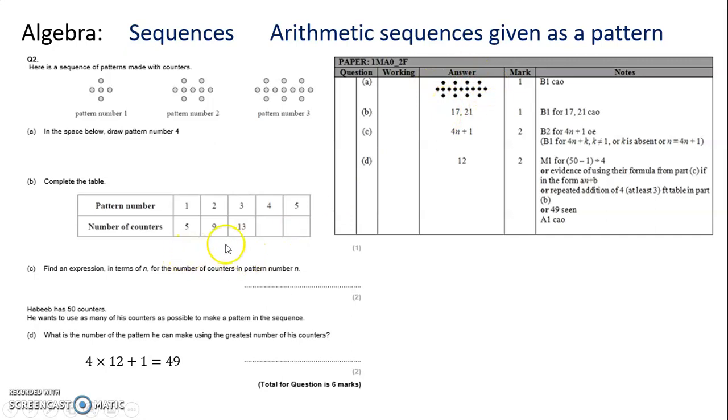Right, then you had to complete the table. Now all you need to do, they've written down the number of counters for you in each pattern. So you then just need to look at the term-to-term rule and realise that you're adding 4 every time. And that gives you 17 and 21.